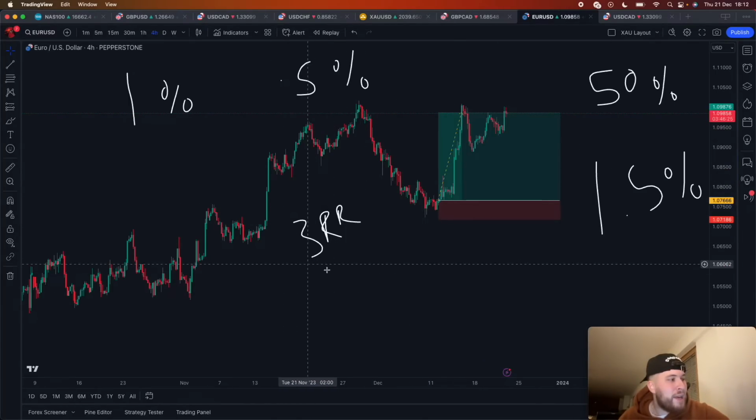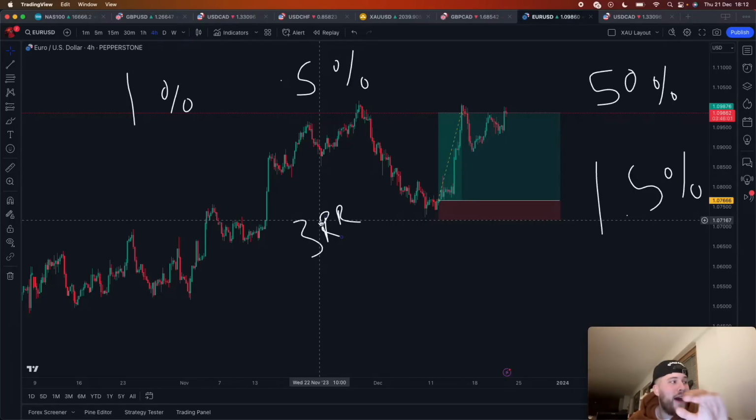So by taking a partial of 50% at 3 RR, worst case scenario, we walk away with 1%. Best case scenario, we walk away with 3.5% on a 4 RR trade. Now that to me sounds like a very good outcome regardless of the situation. And this is something that I implement and follow with every single position that I place.